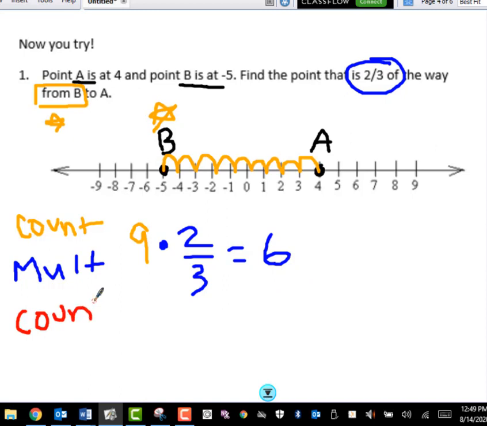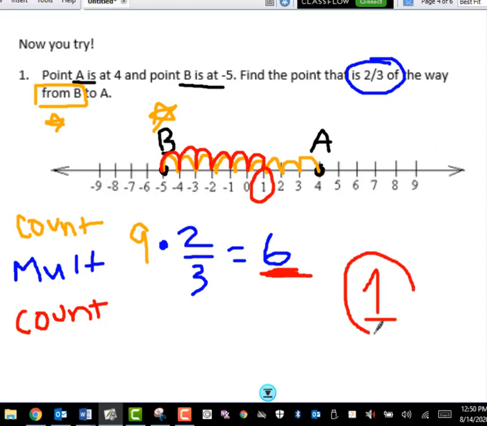So last step is always count again. And where am I counting from? Starting. Where am I starting? Oh, I'm starting at B because that's what it said. So I'm going to count 6. 1, 2, 3, 4, 5, 6. Where did I end up? At 1. So final answer, the point 2/3 of the way, is at 1.